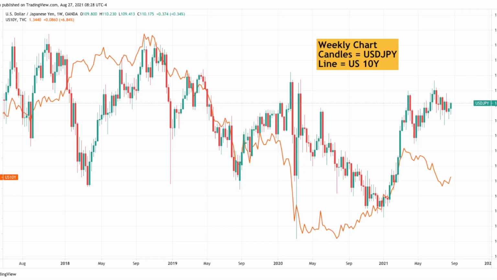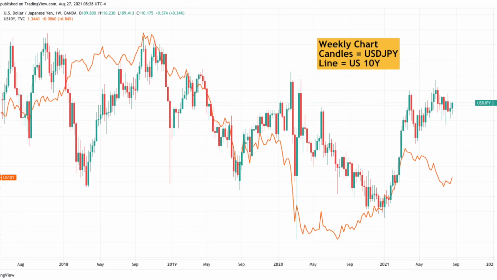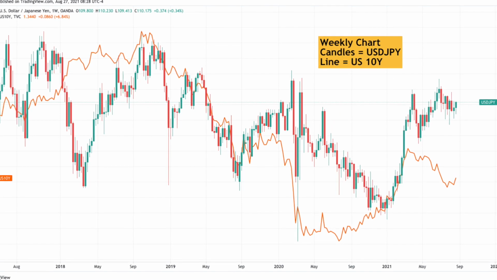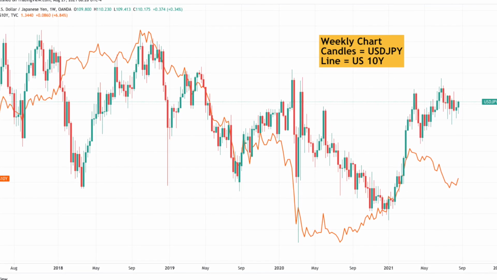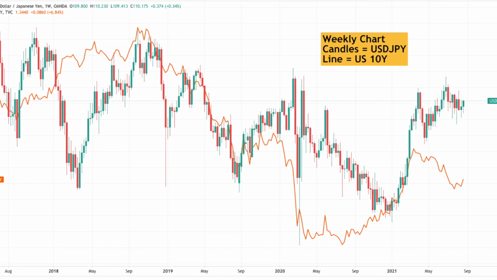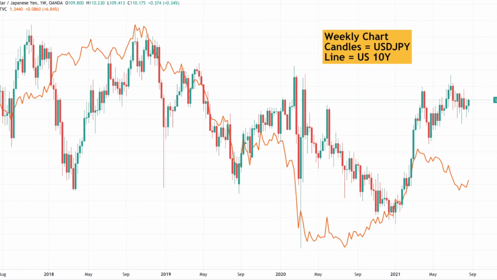I want you to take a look at this dollar-yen chart. The first chart that we're looking at is the weekly chart. In this weekly chart, the candlesticks are dollar-yen, and the line is the 10-year Treasury yield.